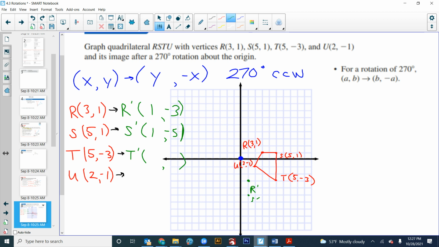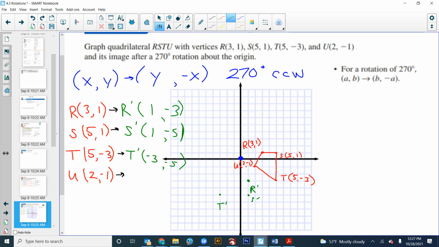All right. T prime. 5, negative 3. Robin, what do you think for 5, negative 3 using the rule? Would it be negative 3, negative 5? It would be. Negative 3, negative 5. T prime.